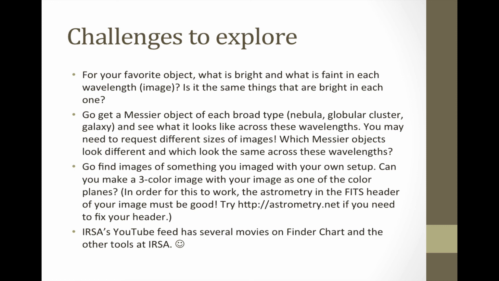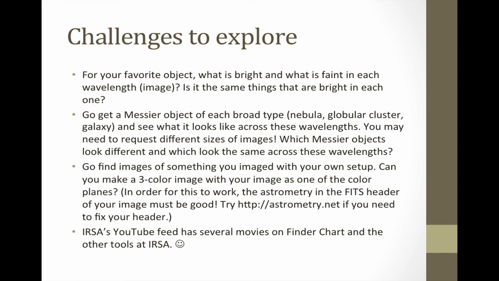And so for each one of those kinds of broad types of Messier objects, go get images across these wavelengths. And I'm betting that if you pick M31, you're going to need a really big chunk of sky to see it, as opposed to, say, M16, which is much smaller. So you're going to have to play with what size you need. And there are some Messier objects that are going to look very similar across these different wavelengths, and there are some that are going to look very different.